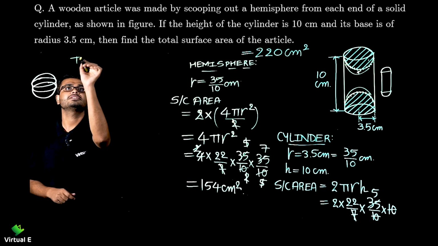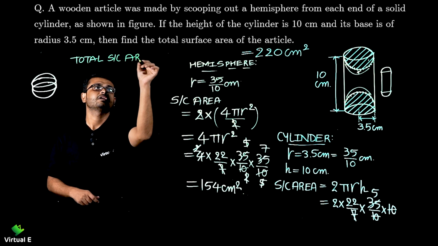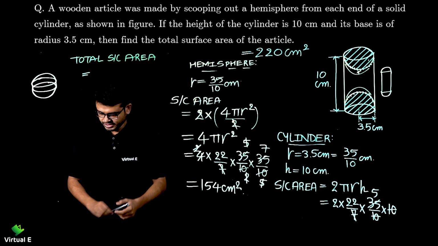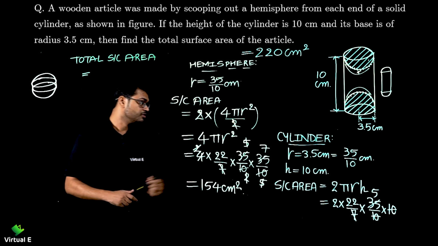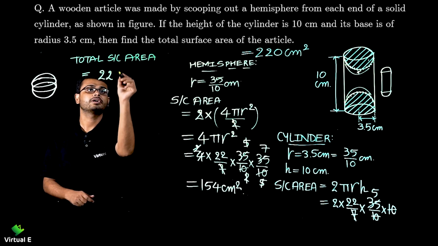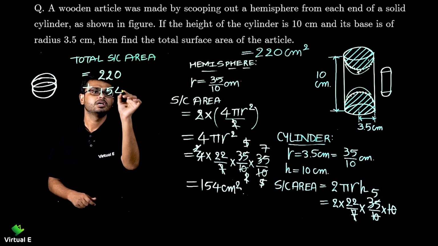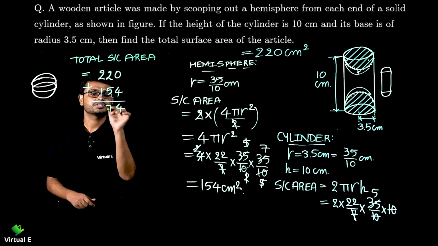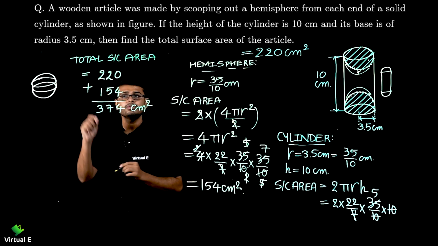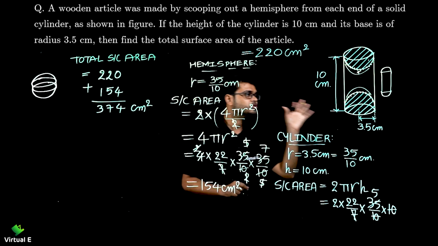So let's give the title total surface area. For that I need to do the addition. What was the area in the first case? 220. So 220 plus 154. Simple. So here 4, here 7, here 3, and what's the unit? Centimeter square. So this is the total surface area of this solid shape.